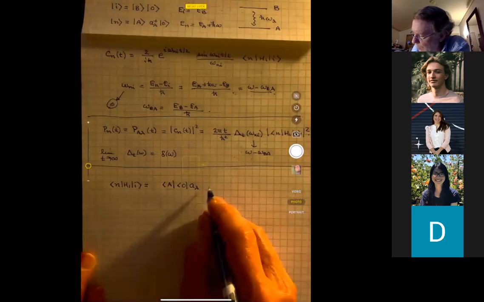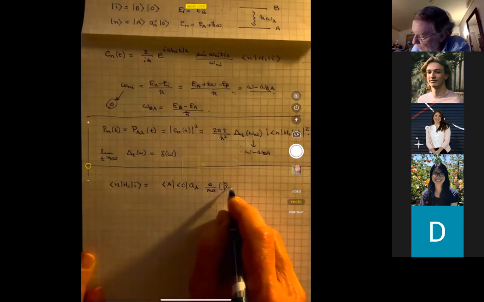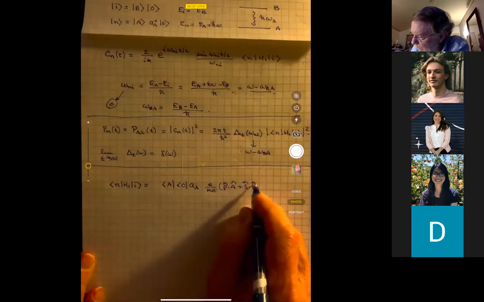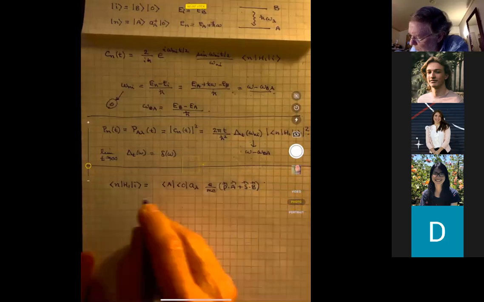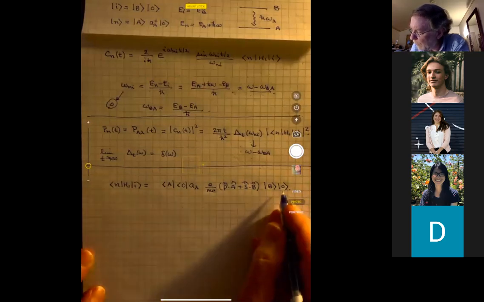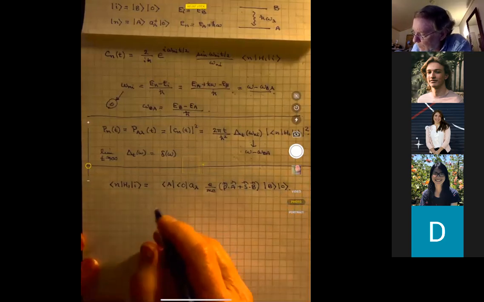Then we have H1, which is e over mc times p dot A plus s dot B. And then I have the initial state I, which is the atomic state B with nothing in the field, that's to say, with a vacuum state. So this is what we have.